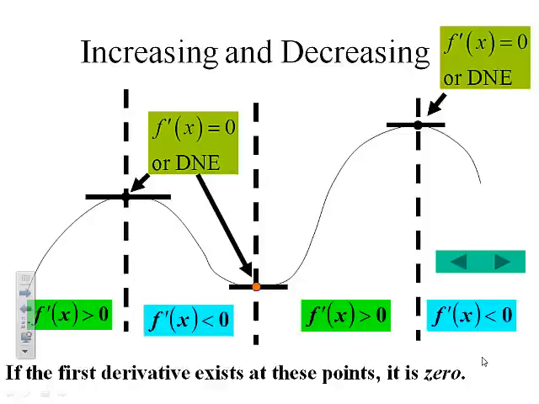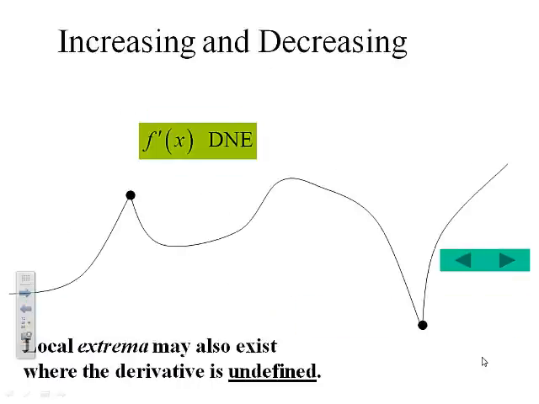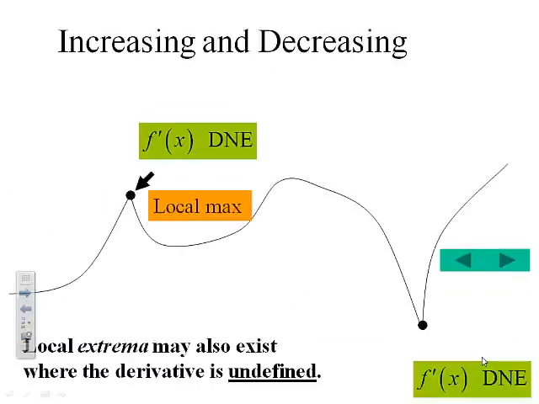It is also possible that the first derivative might not exist at those points, because we've seen that before, where you have spikes or peaks, and the first derivative doesn't exist on spikes and peaks, but you can still get local maximums and local minimums at those spots. So you have to pay attention to wherever it doesn't exist as well.